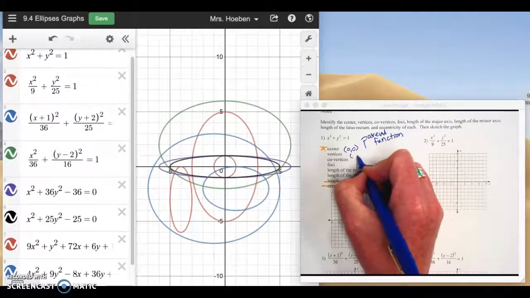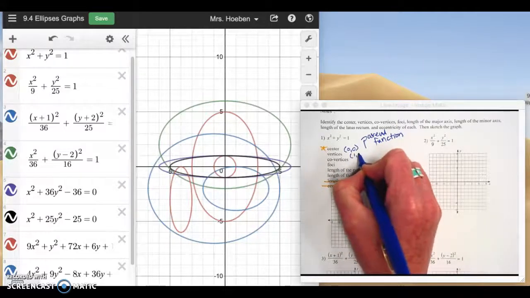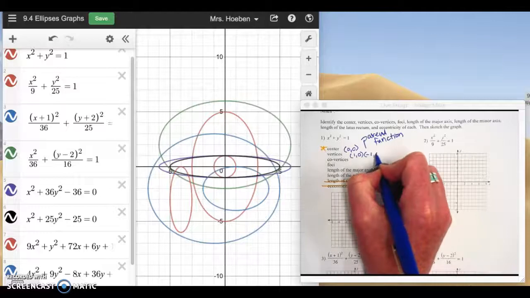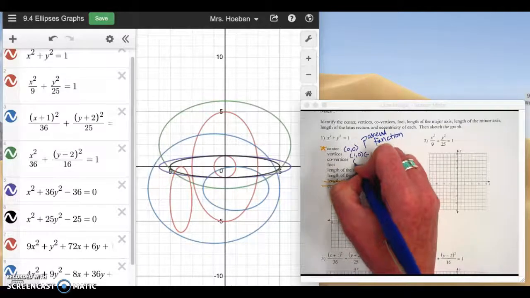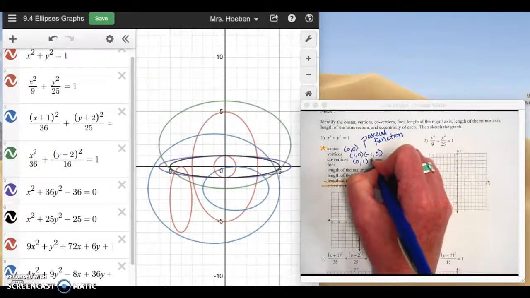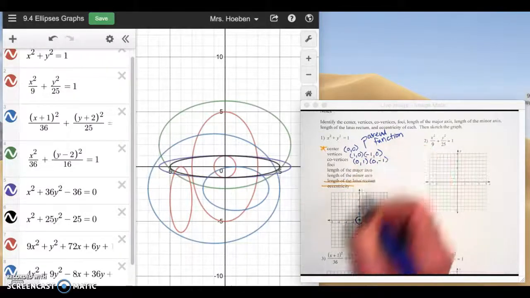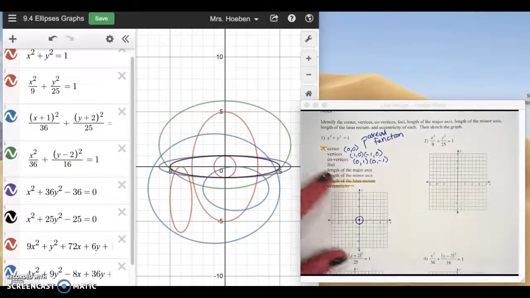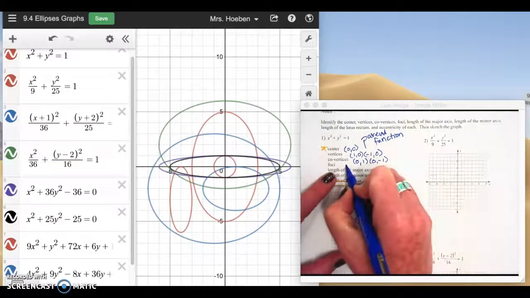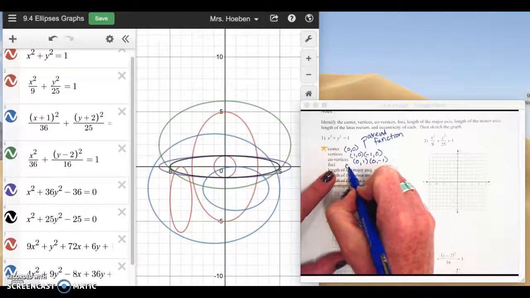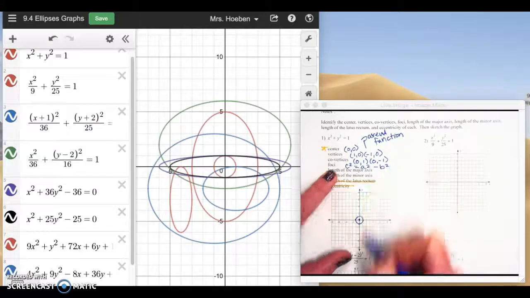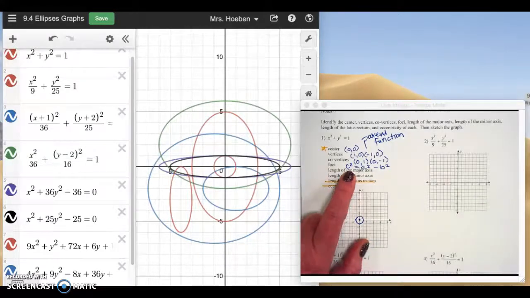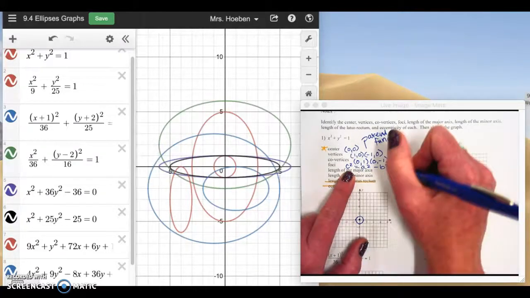The vertices are at 1, 0 and negative 1, 0. Co-vertices are on the y-axis at 0, 1 and 0, negative 1. There's this thing called the foci, and we're going to use an equation for it. The equation that you use is c squared equals a squared minus b squared. That feels familiar, right? It's almost the Pythagorean theorem.